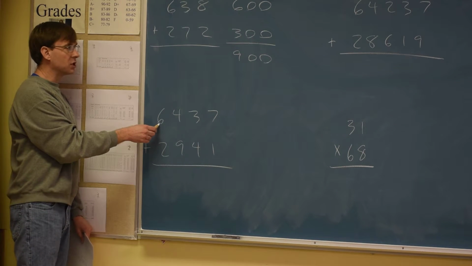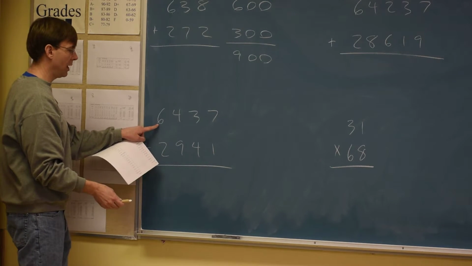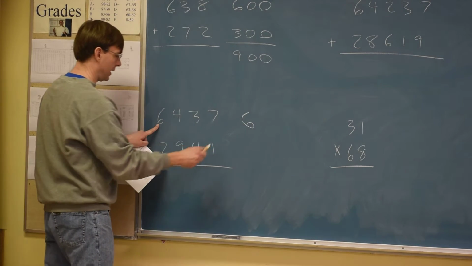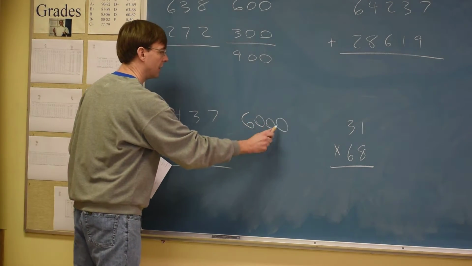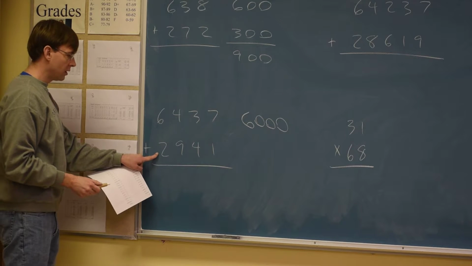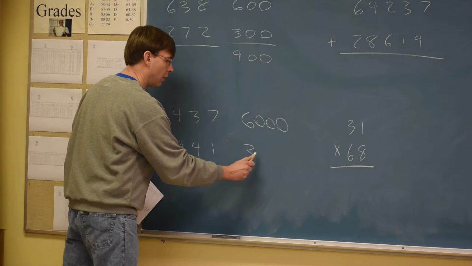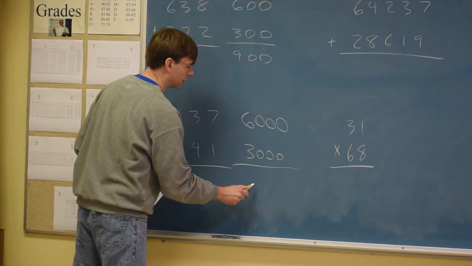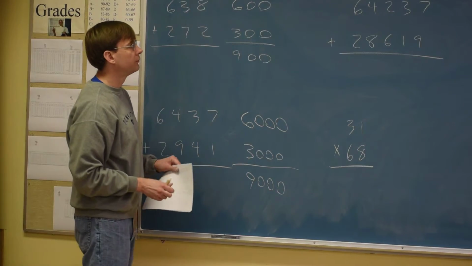If I go 4-digit or more numbers, I'm going to want to round to the thousands place. So the question is, keep or change the 6. It's keep the 6, because 4 is too small to change it. That's 6,000. The 2 is going to go up to 3, because 9 is 5 or more, so that goes up to 3,000. Add that up, and we get 9,000.